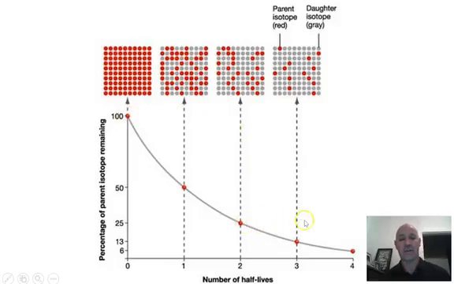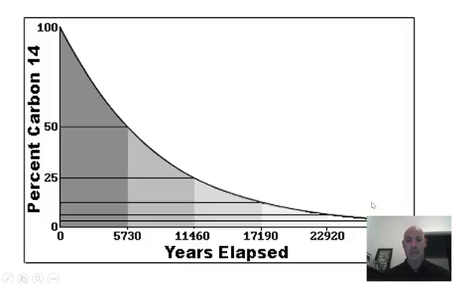After three half-lives, there's an eighth of the original, and it gets less and less and less. There's some radioisotopes that have a half-life of a few seconds or a few minutes, and there's others that have a half-life of millions of years.